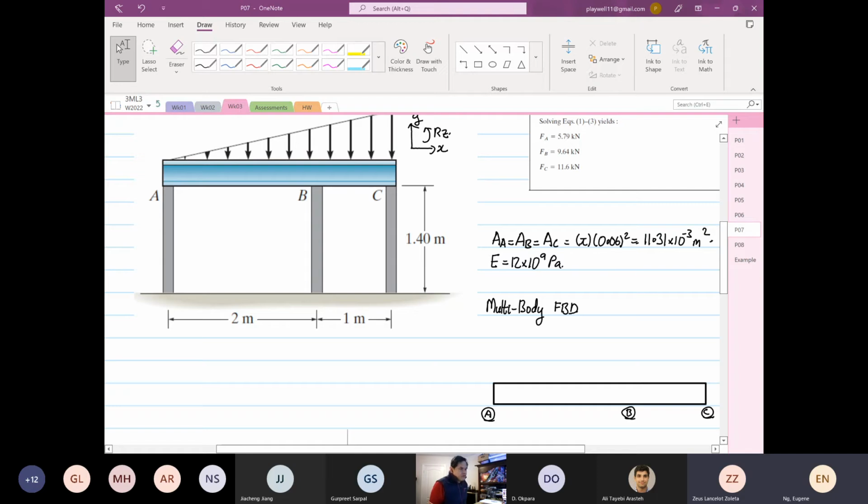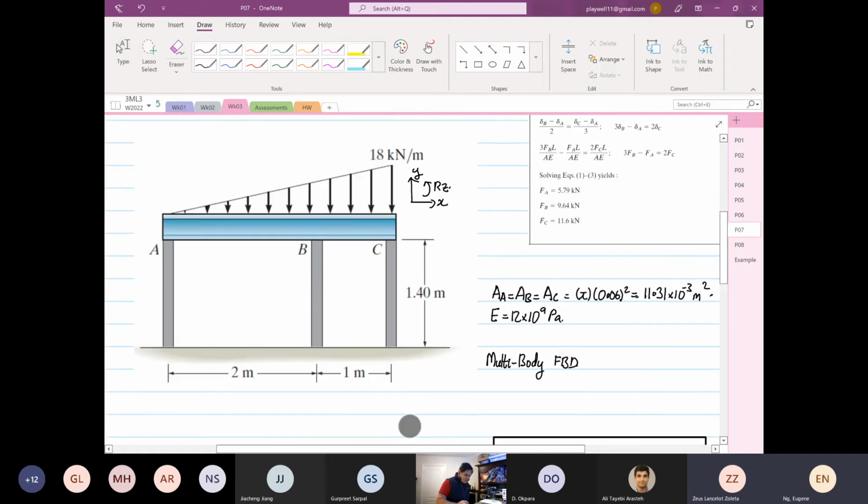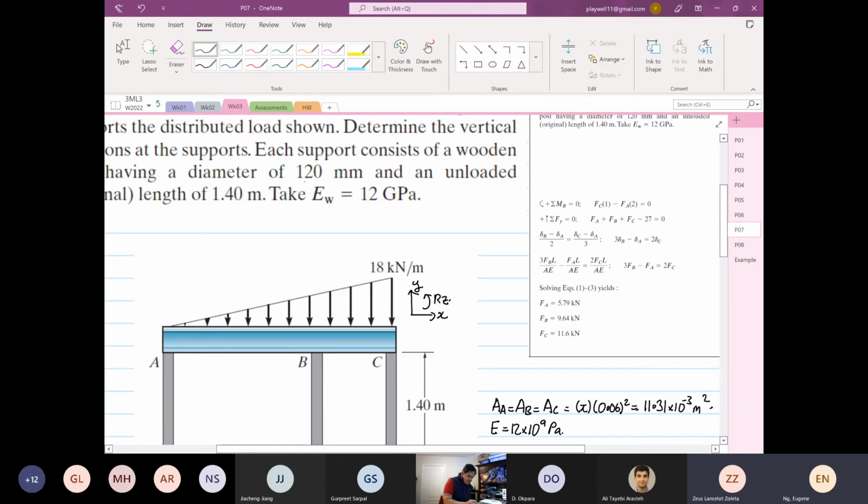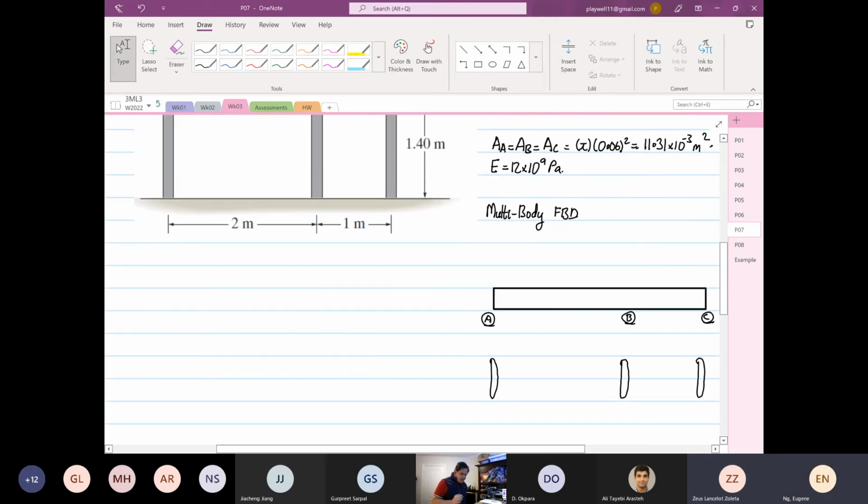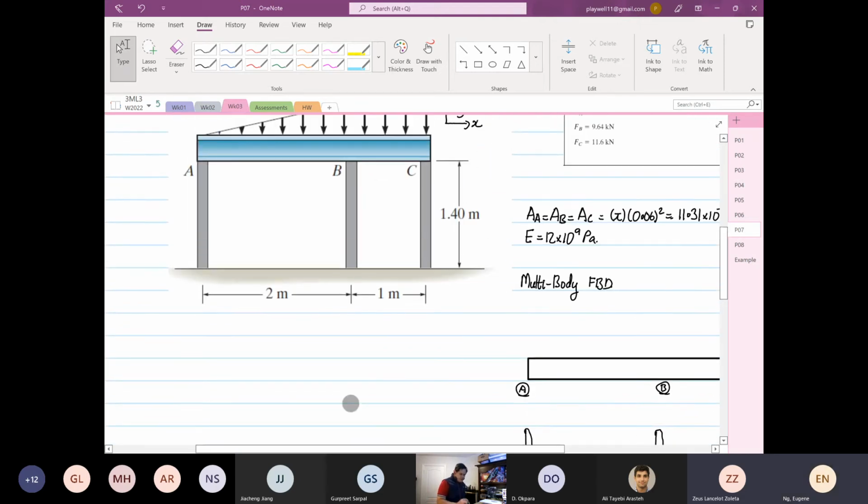Now, question for you: the wood portion of A, B, and C, where is 0.06 coming from? So 0.06 is because the diameter is 120 millimeters, so I take 60 millimeters. Okay. So A, B, and C, right? The support A, B, and C.